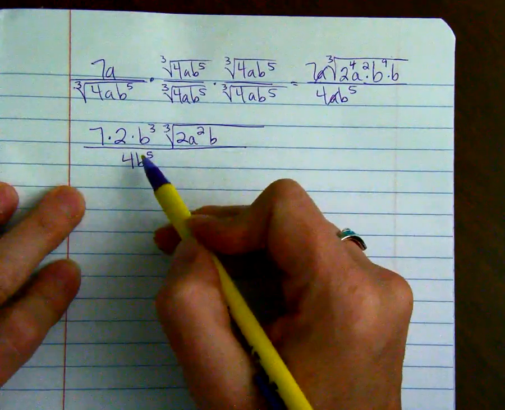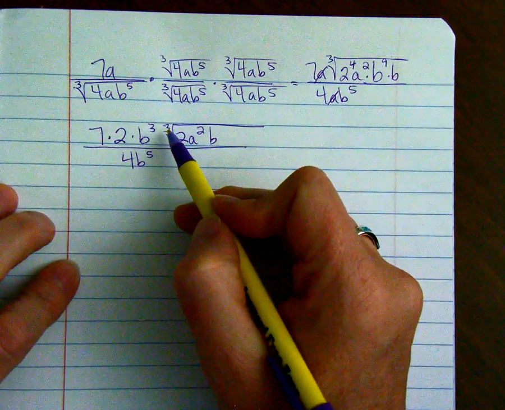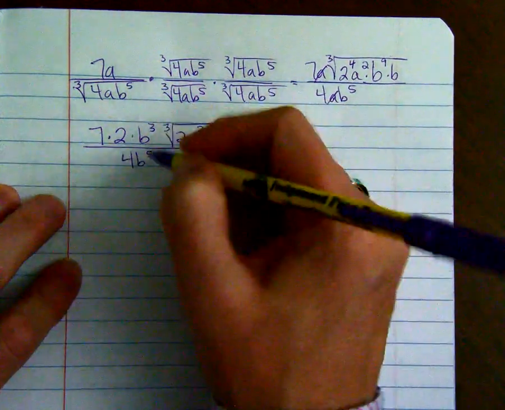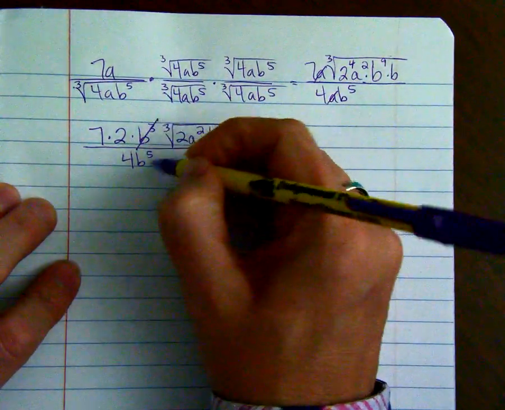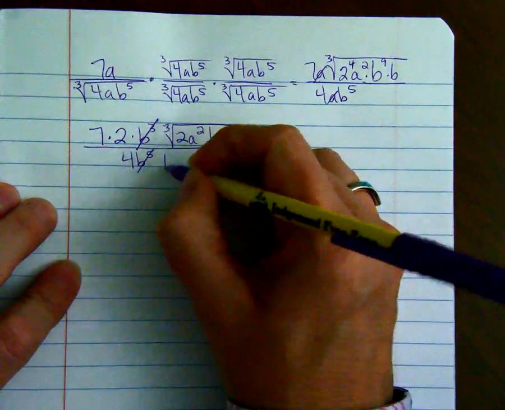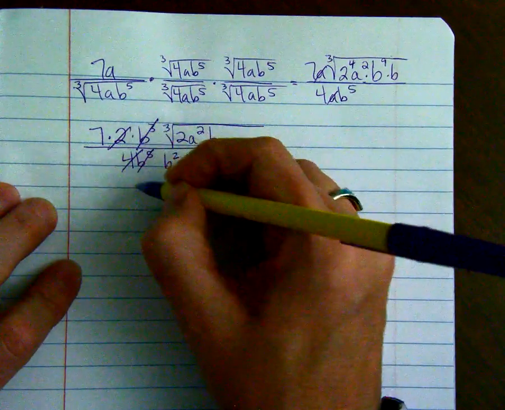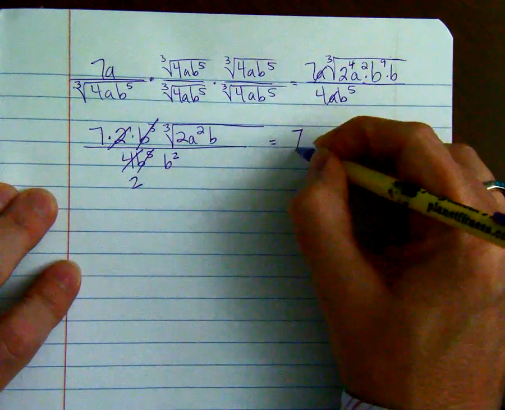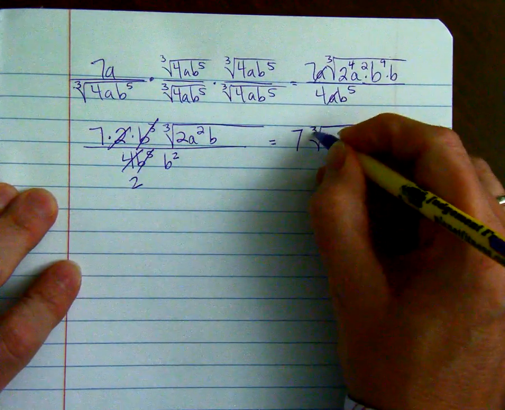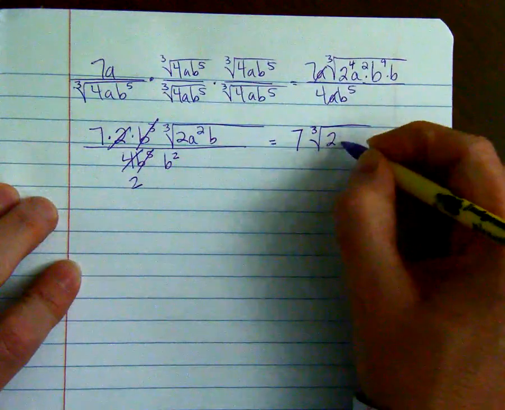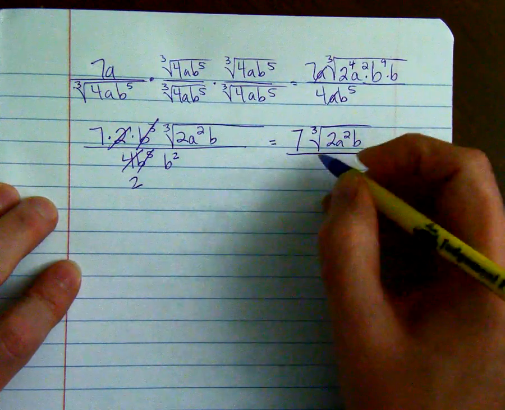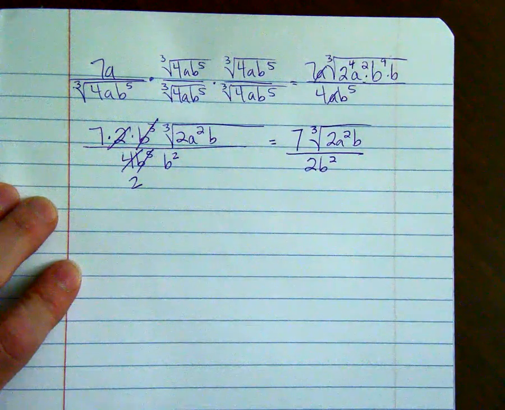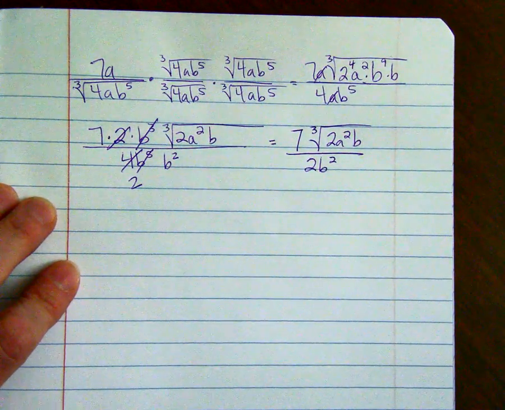The hard part is remembering to put your index in when you're doing problems like these on your homework. So you got to remember to put, if it's a cubed root, put the cubed root. 3 of these b's can cancel. So I got b squared down here. 2 goes into 4 twice. So my final answer is 7 cubed root of 2a squared b over 2b squared. And that's the end of the lesson.